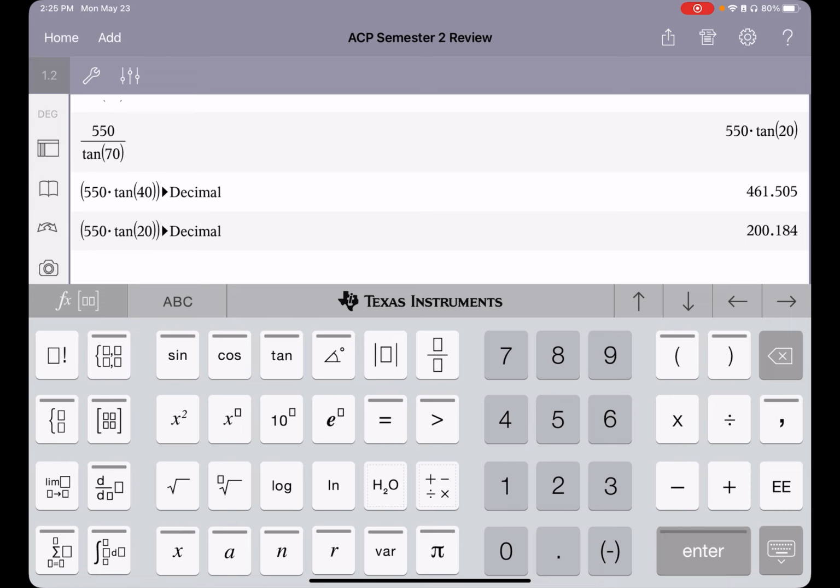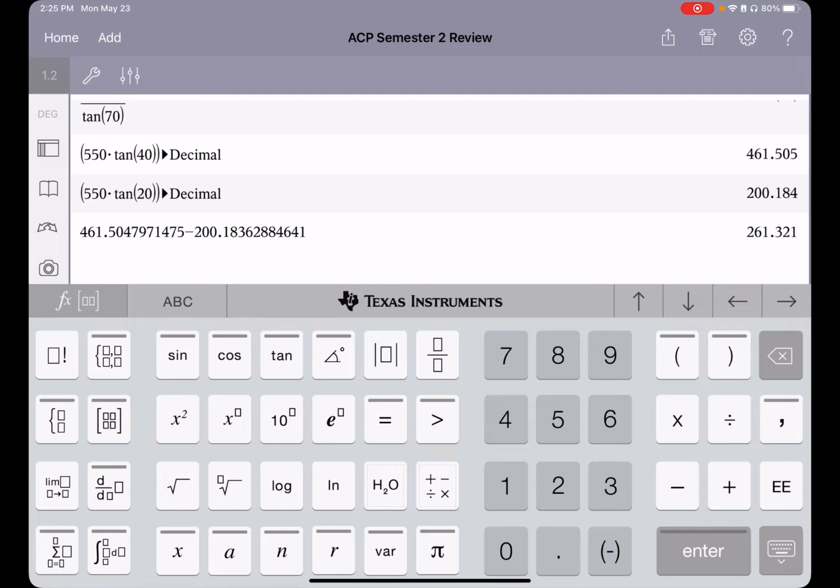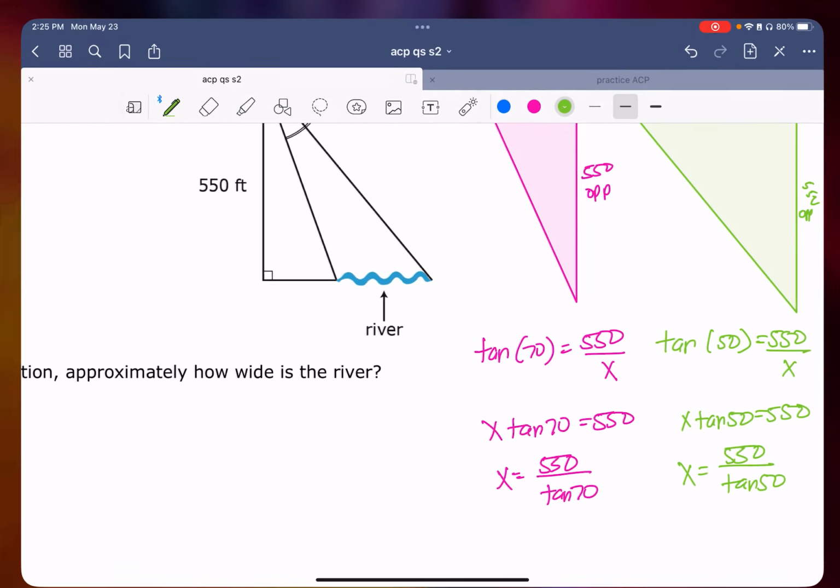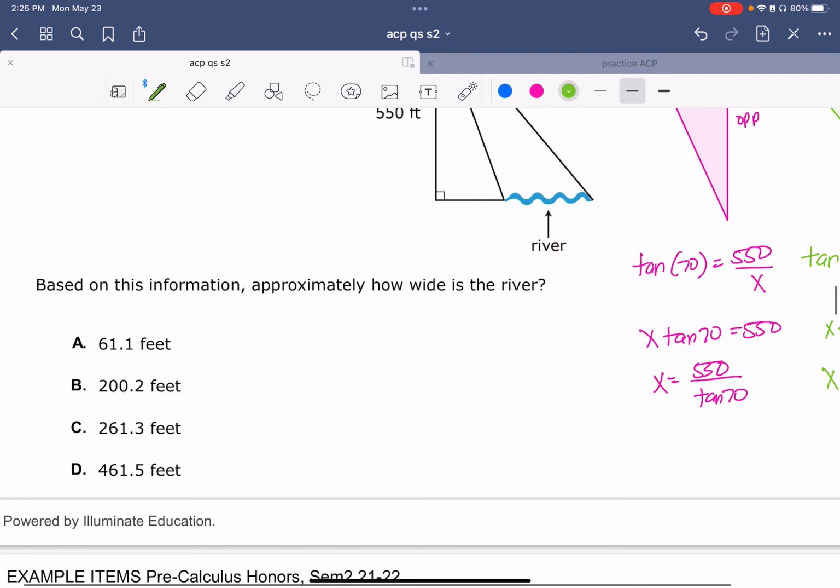But anyways, now you're going to subtract the big one from the little one, and press enter. And when you subtract them, you get 261.3. And that answer is B as in boy.